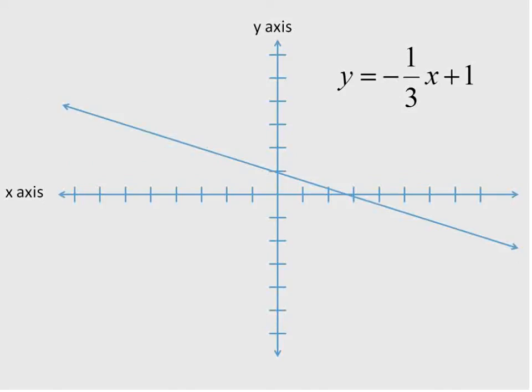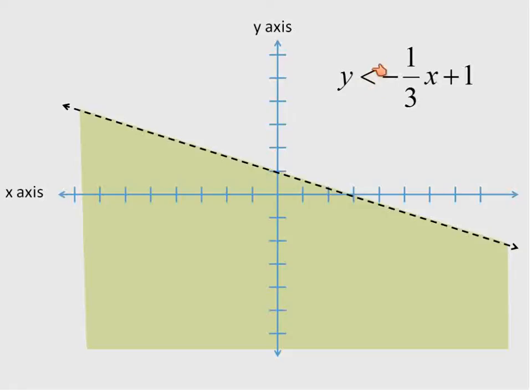Here is the equation of a line. Y is equal to negative 1/3 x plus 1. All right? That's the equation of the line. When I change that to a less than symbol, notice a couple things change. First off, my solutions include everything where my y value is less than that line. So in other words, everything below the line. Remember, our y values go up and down, so if y is less than, it's below the line.